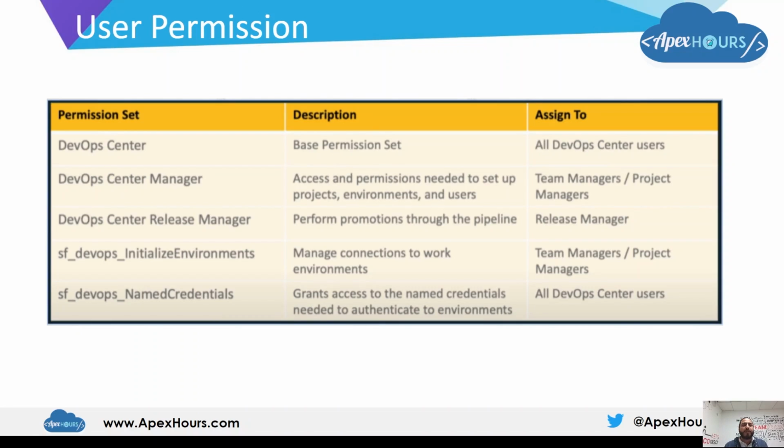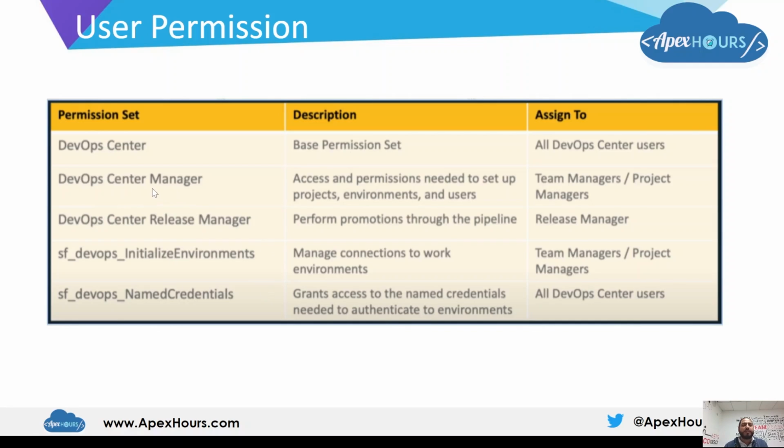We will have multiple permission sets for the DevOps Center. So there is DevOps Center as the first one and, as the last one, DevOps Name Credential. When you install the package, these permission sets come automatically into the org with the package. These two permission sets, the first and the number 5, are mandatory, the prerequisite for whomever you want to assign to use DevOps Center.